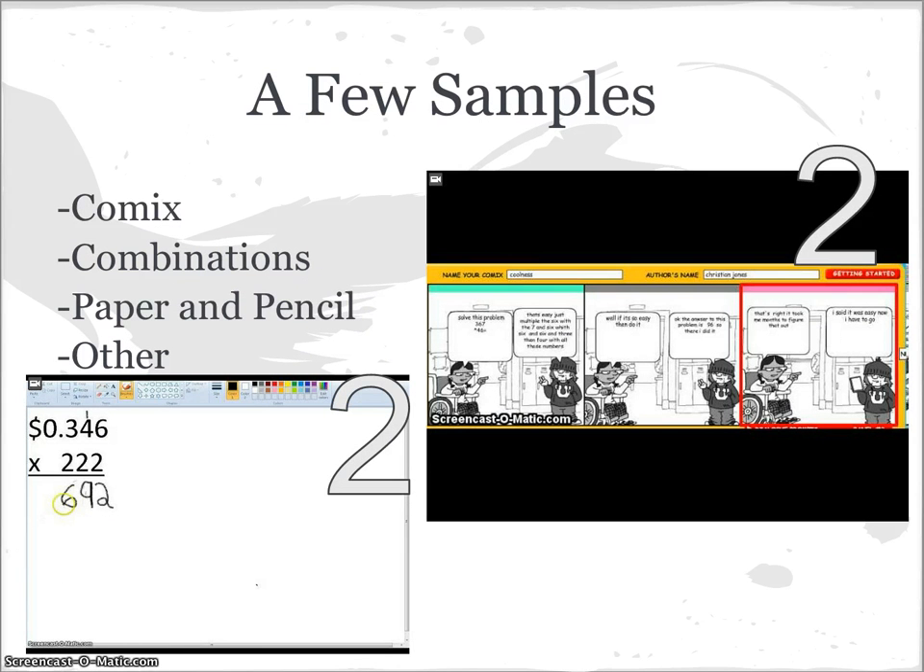Here are a few samples. The one on the top right is a comic strip, and they're both combinations. Paper and pencil was done. That student will be receiving a 3. And this one on the bottom left is the other method of displaying their ability. And both of these are a 2 just because the math was not correct, but you can see that they were starting to get the idea.